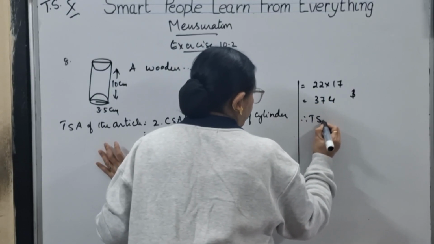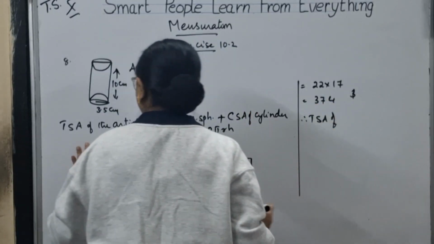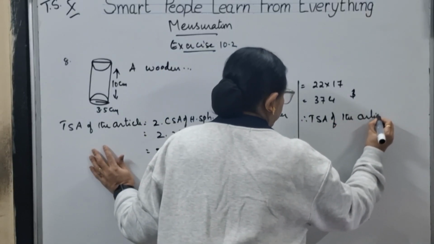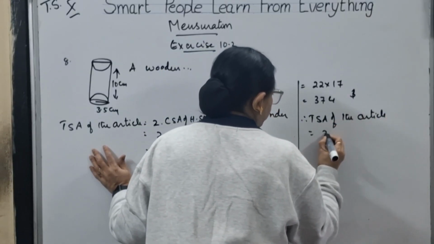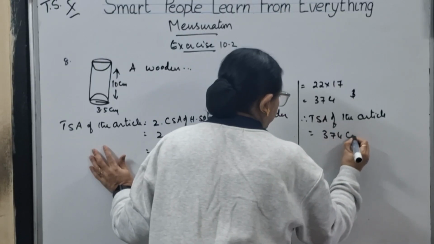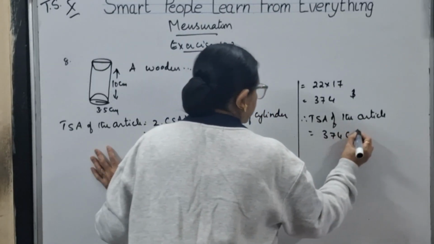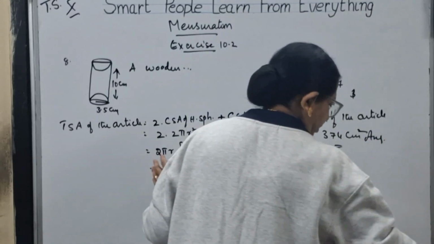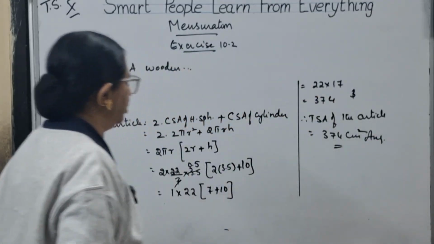Therefore, TSA of the article is equal to 374 square centimeters. This is the answer, children, for 8th problem. Please note it down.